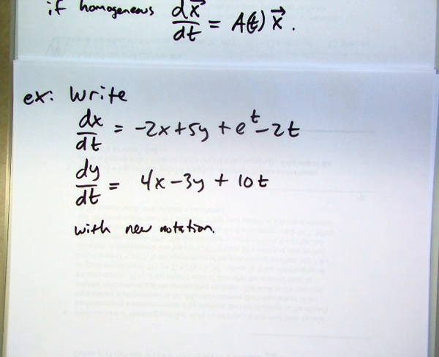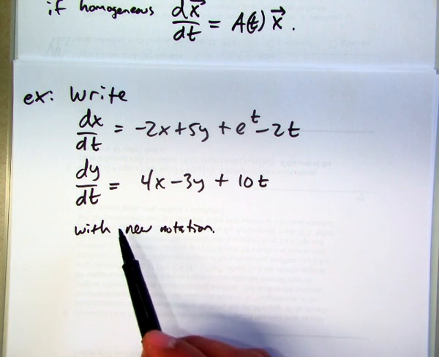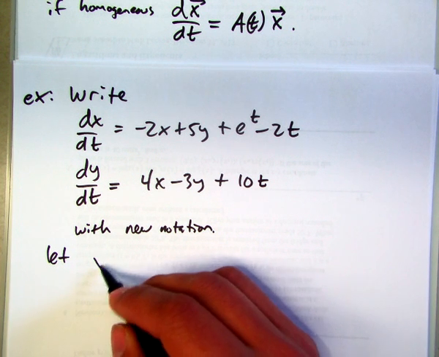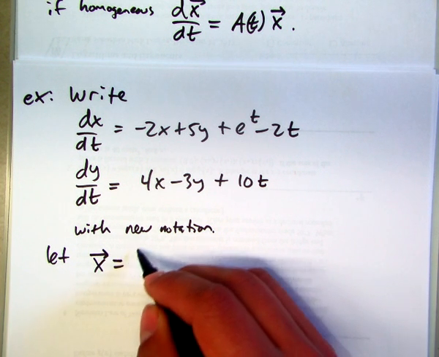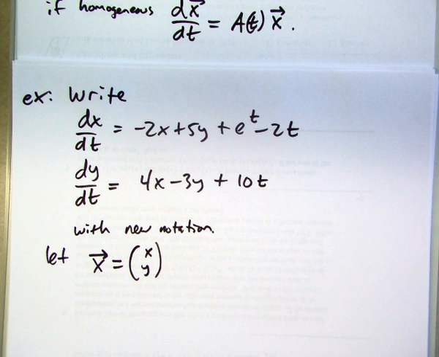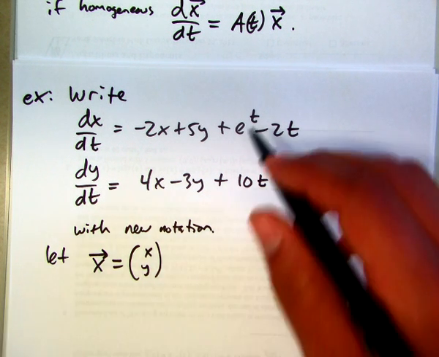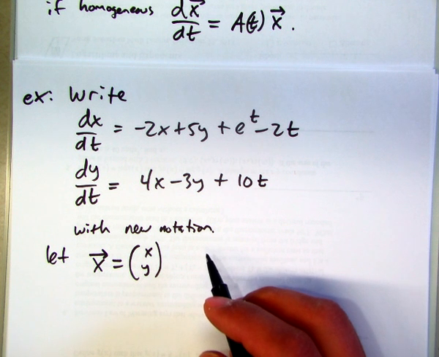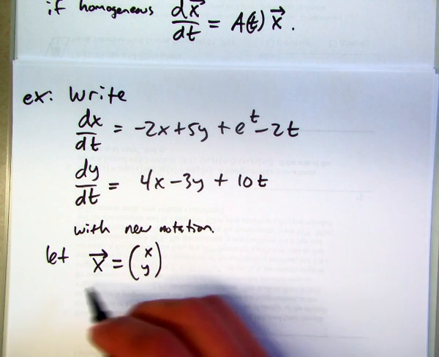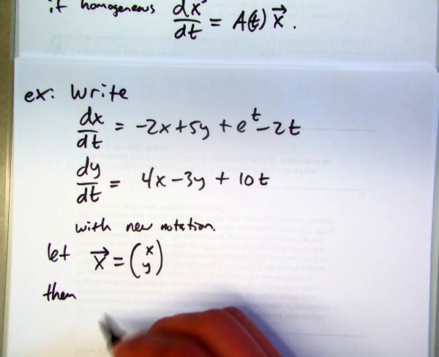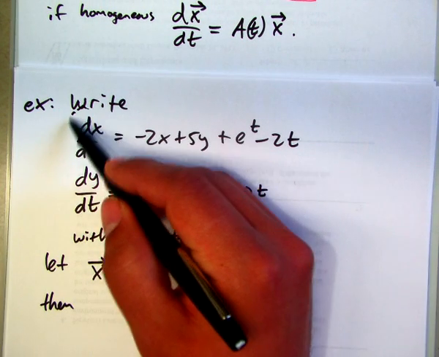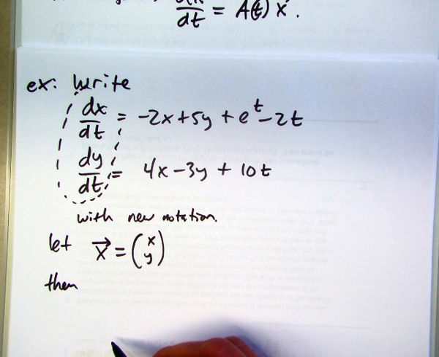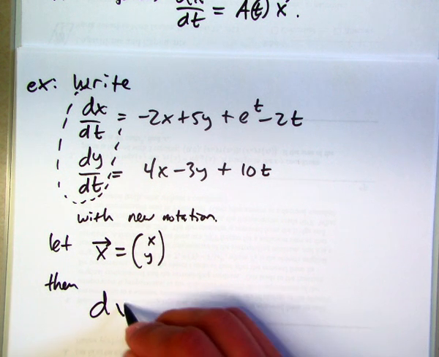So now we're trying to solve for x and y. So if we let our solution vector x equal x and y instead of x1 and x2 and so on, then this simply becomes what? Good.